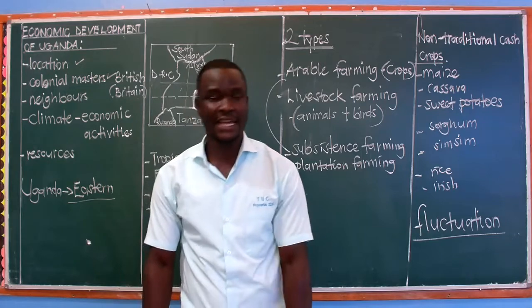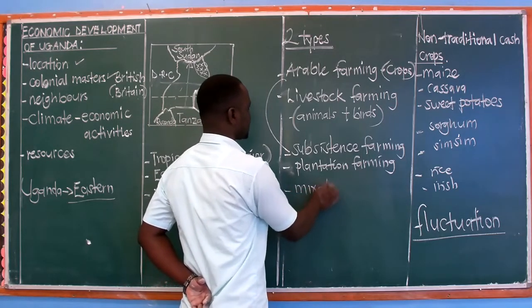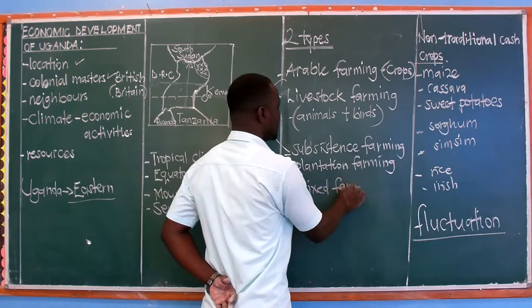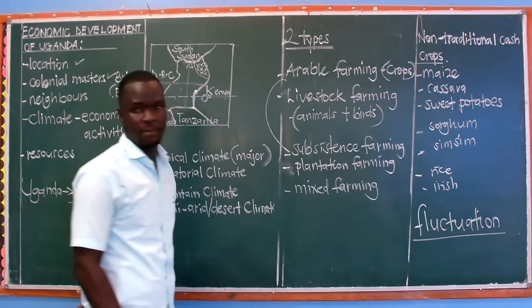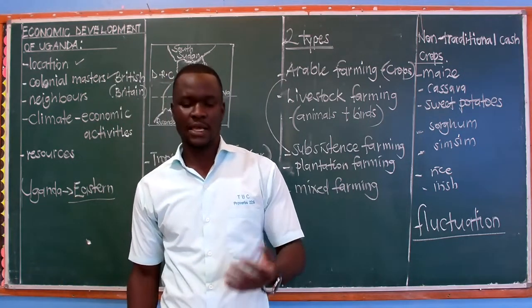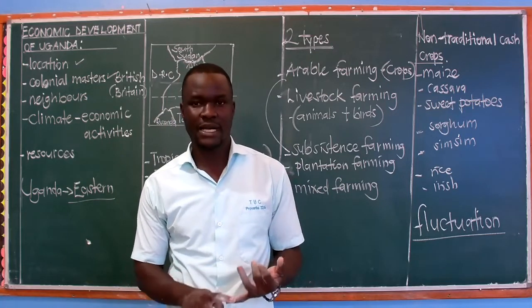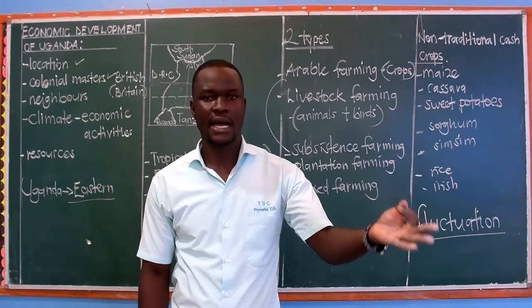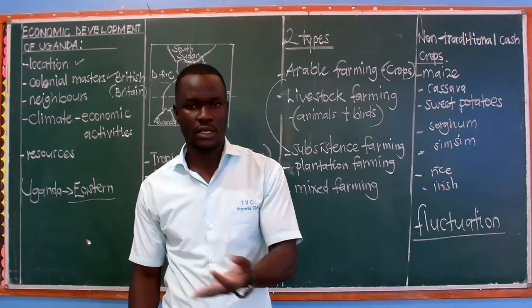We also have another one, that is what we call mixed farming. Mixed farming, we are looking at the growing of crops and rearing of animals on the same piece of land, whereby we have very many advantages. Like you can find that a farmer gets what we call double income. How? A farmer can get the income from the crops grown, can also get the income from the animals sold.